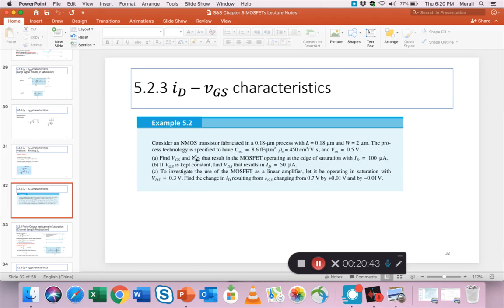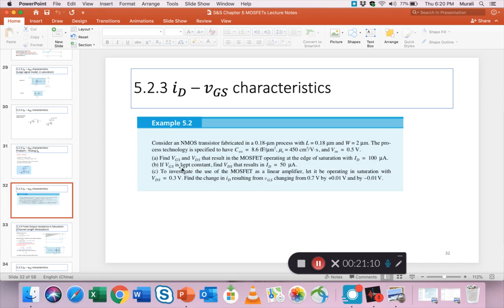Then what are we asked to find? Find the VGS and a VDS that result in the MOSFET operating at the edge of saturation. So that means VDS is just equal to the over voltage. That is the beginning of saturation for an NMOS. And he has given us the ID, so that helps.